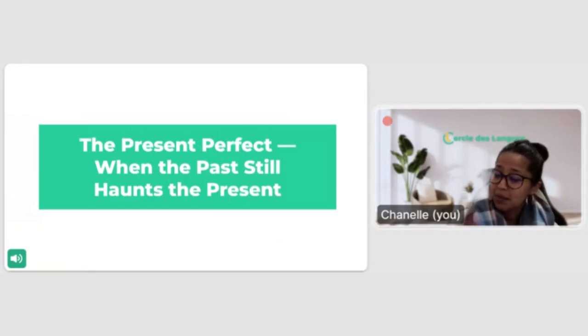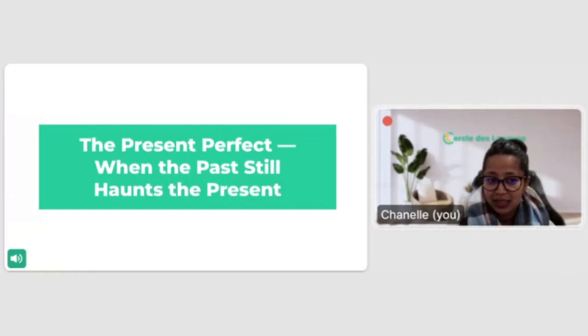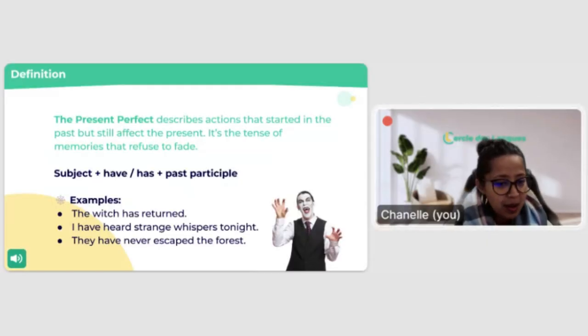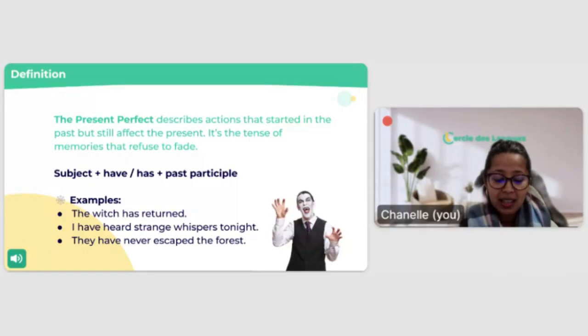So now we have looked at the past simple, the past continuous, and the last one is the present perfect, when the past still haunts the present. The present perfect describes actions that started in the past but still affect the present. It's the tense of memories that refuse to fade. So what is the formula for this tense? We take the subject plus have or has as your auxiliary, and we add the past participle.